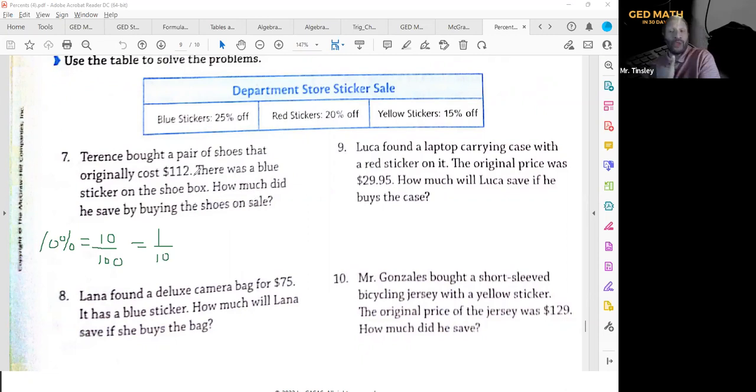Now, you should know the power of 10. When I'm dividing by 10, that means I'm going to move my decimal one place. So 10% is going to be 11.20.